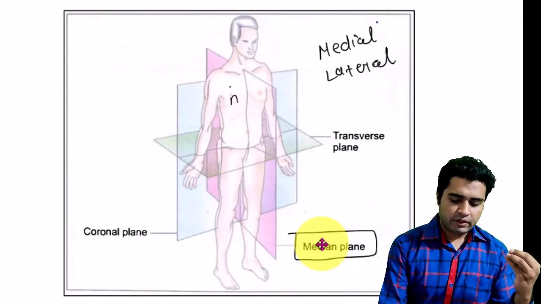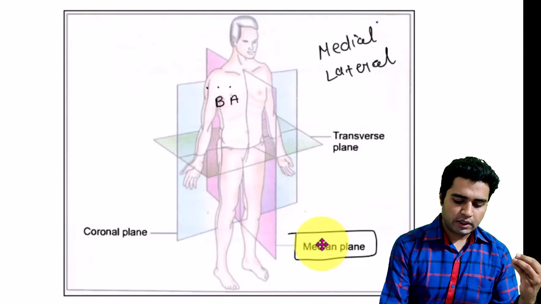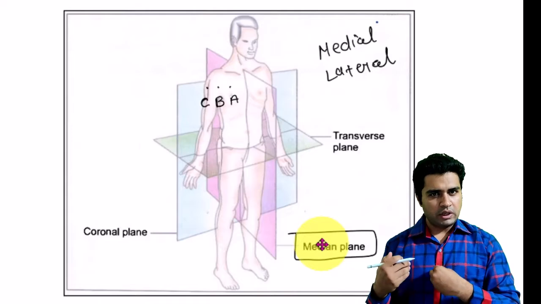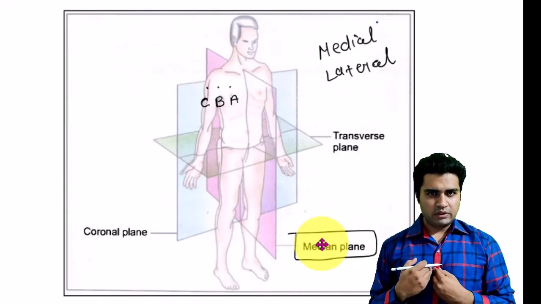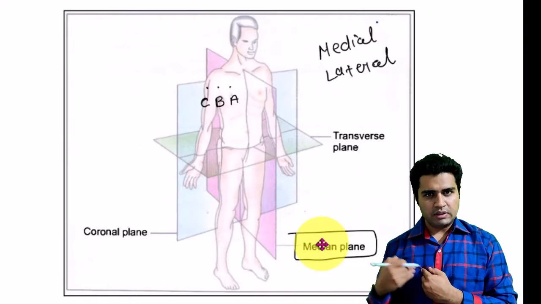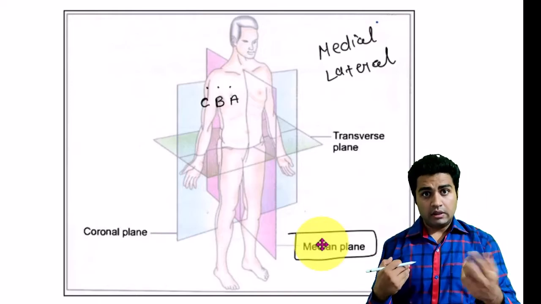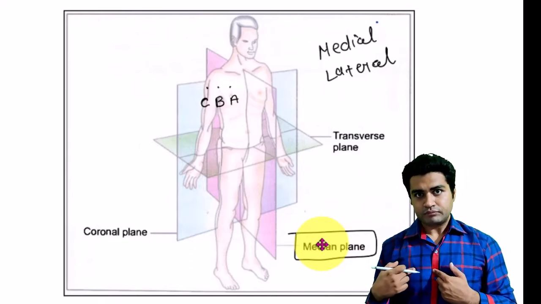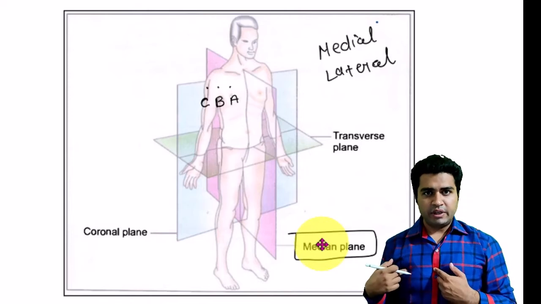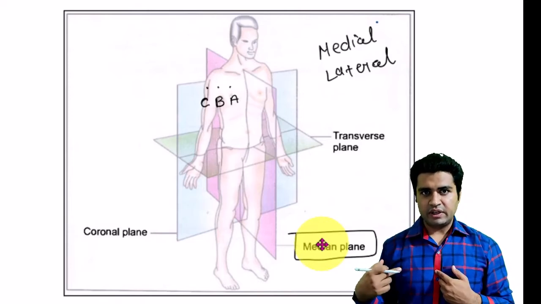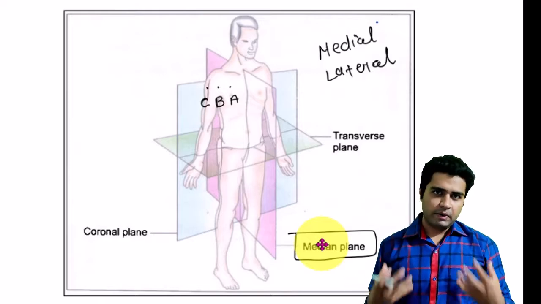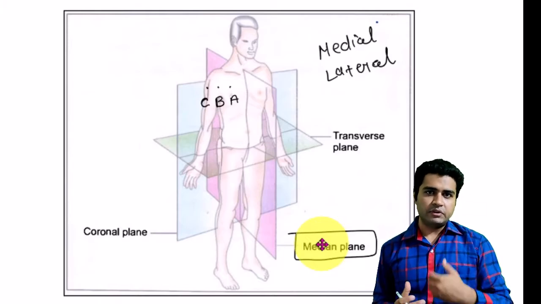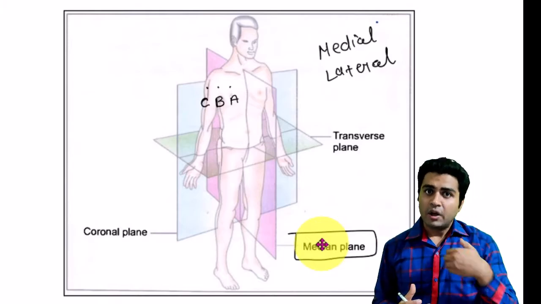So if I say I have three points, A, B and C, then you can easily say that this A point is towards the midline, so A is medial to B. And if I want to describe B, then I can say that B is medial to C. But B is lateral to A because it is away from the midline with respect to A. And the C point is here, so C is lateral to A as well as B. So the part of the body which is away from the midline is lateral, and the part which is towards the midline is known as the medial.